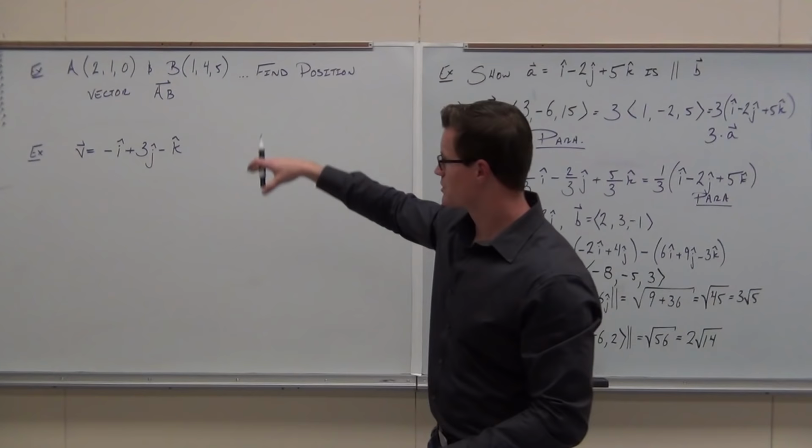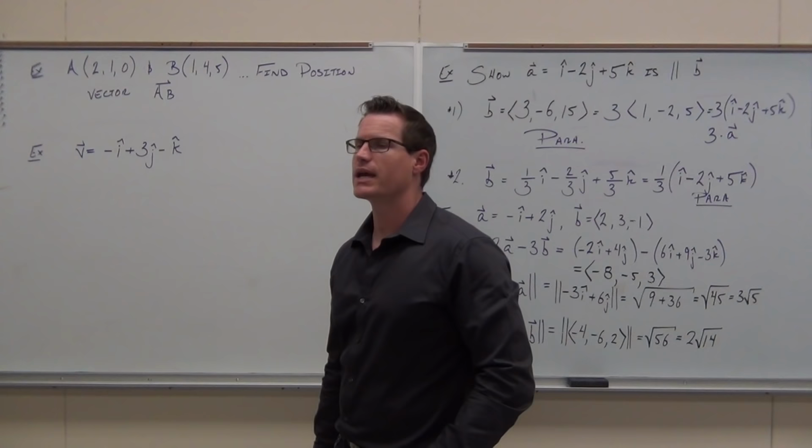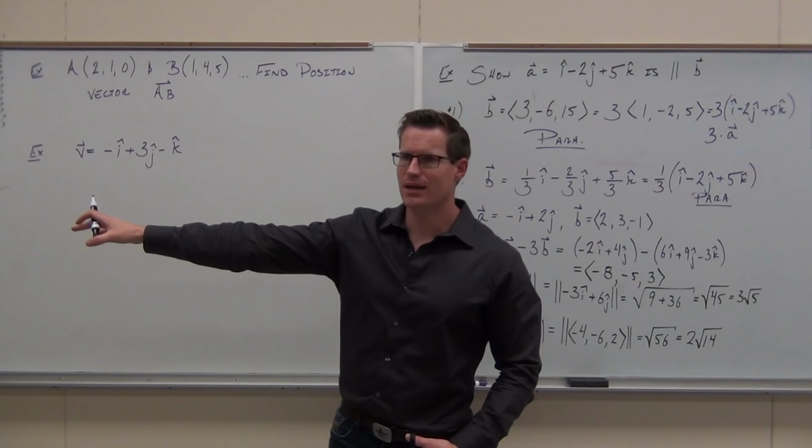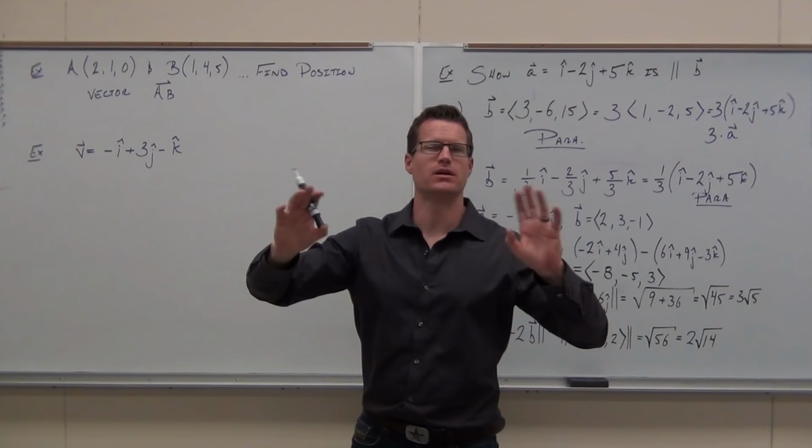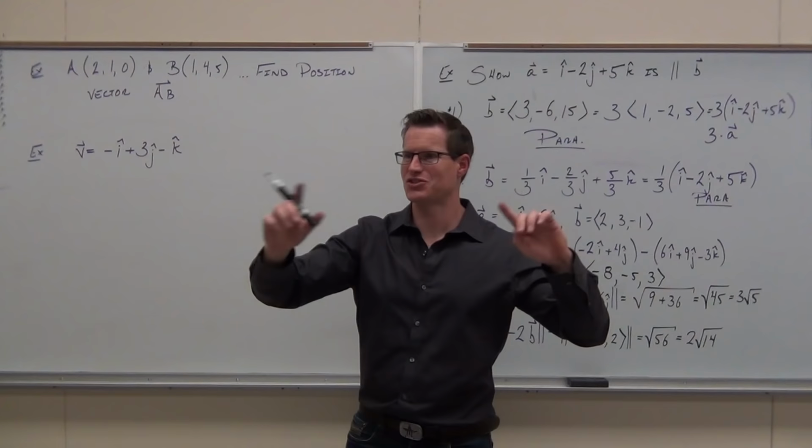Okay, the last three examples, we got these two, one more, and then we're gonna call it good. They're fast, so can you find a position vector between two points? It's done exactly the same way that we found position vectors in section 11.1. How did we do it? What's it mean? Come on, left-siders. Well, how do you do it?